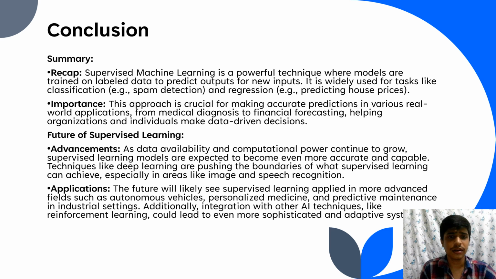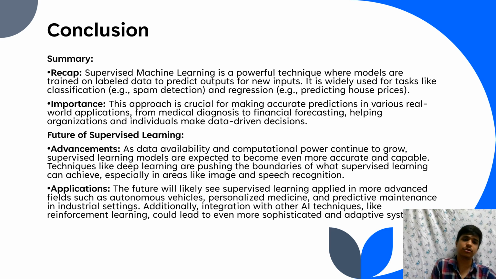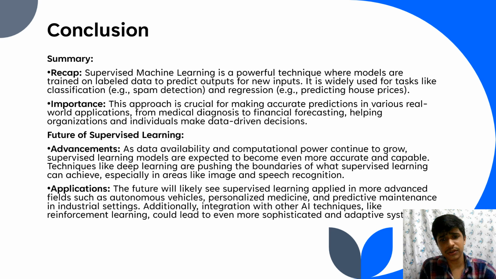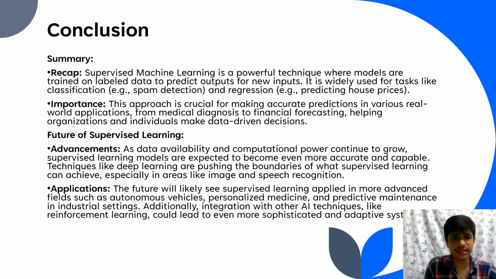Next is the conclusion. Supervised machine learning is a powerful technique where models are trained on labeled data and predict outputs for new inputs. It is widely used for tasks like classification and regression. Classification means spam detection, and regression means predicting house price. So this is a short summary of supervised machine learning.